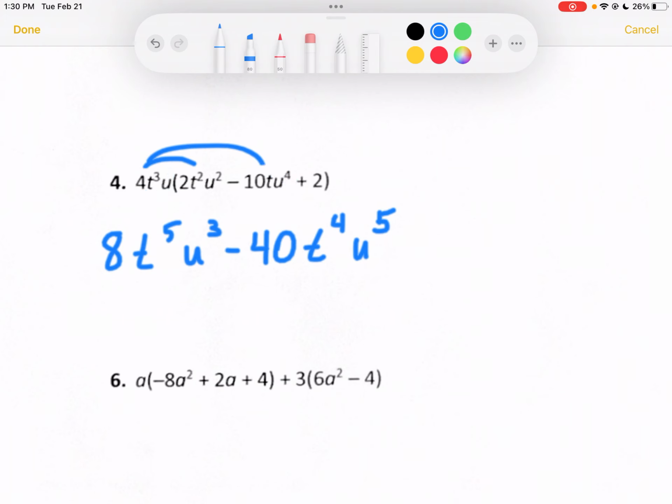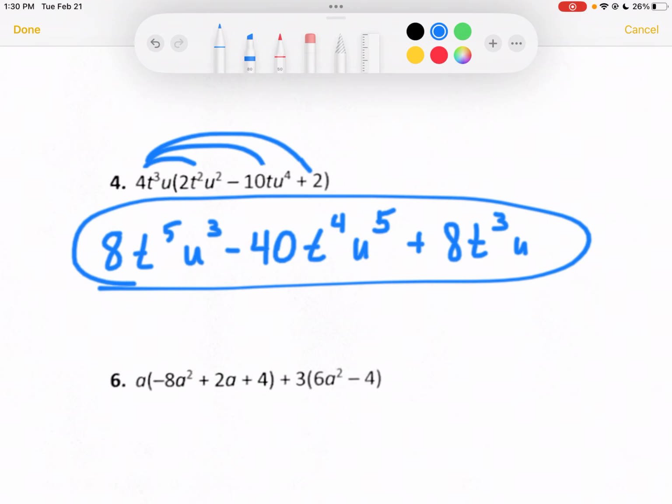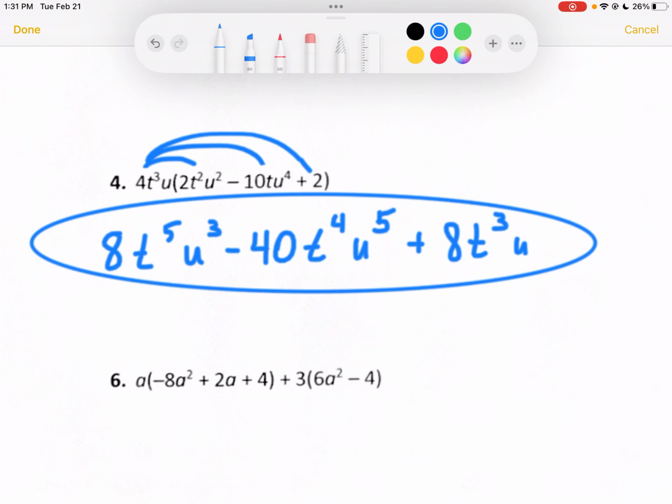And then the last term is the 4t cubed u times 2. So that would be 8, and nothing else is going to change since there's no variables here, so it'll still be t to the third u. Now look at your variables, look at your exponents. T to the fifth, I can't combine that with t to the fourth or t to the third, so we're just done here. Next question we should look at is number 6.